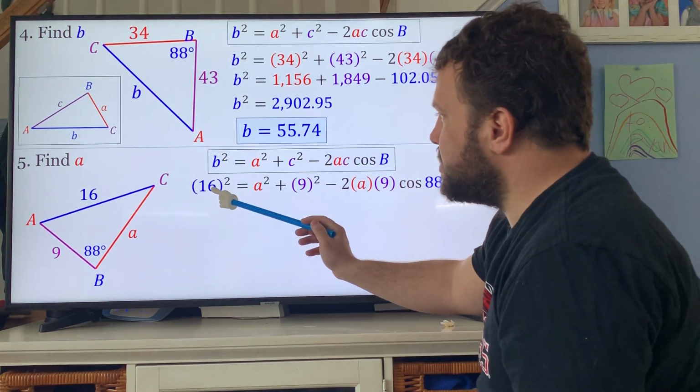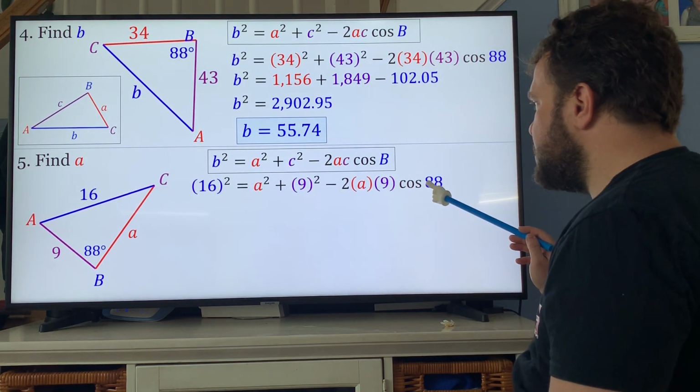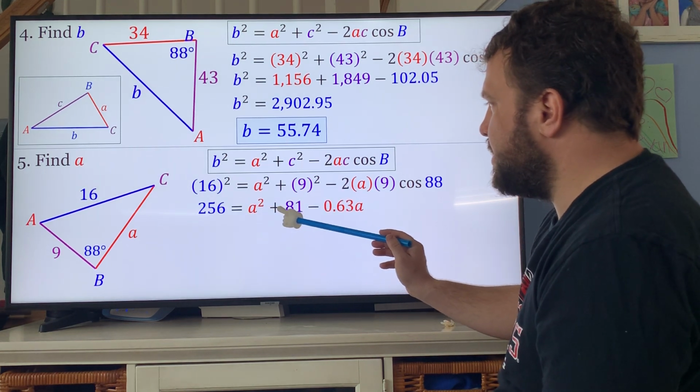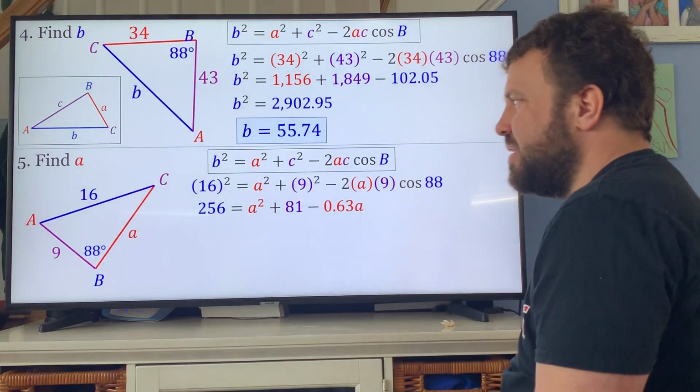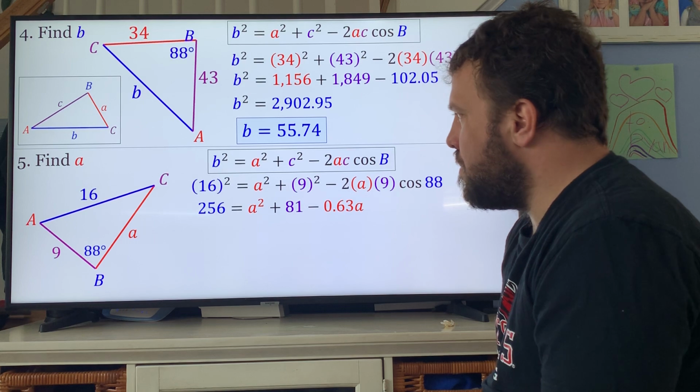So, I can square this and square this. Minus 2 times 9 times cos 88 I can keep, but I have to keep the A. So you get 256 equals A squared plus 81 minus 0.63 A. Oh no. What to do? You guys remember?